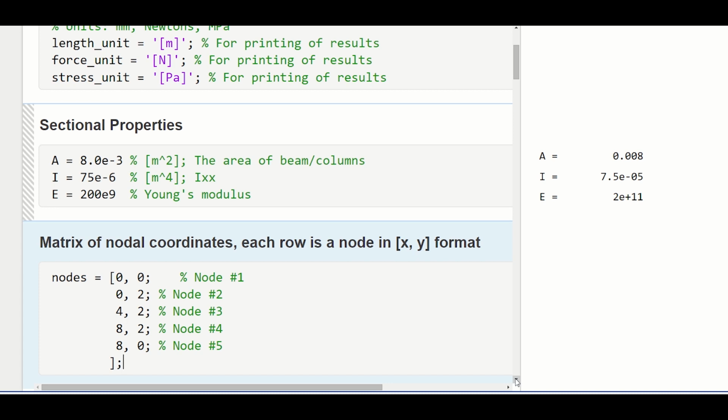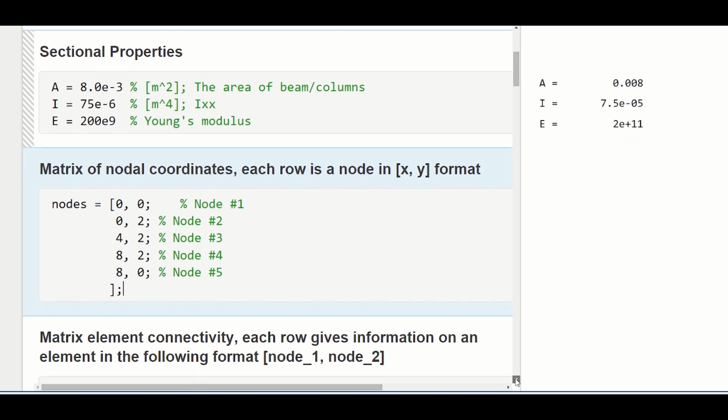And also I want to declare the element connectivity matrix. So basically it is just declaring the element connections: from node 1 to 2, 2 to 3, 3 to 4, 4 to 5, and so on.